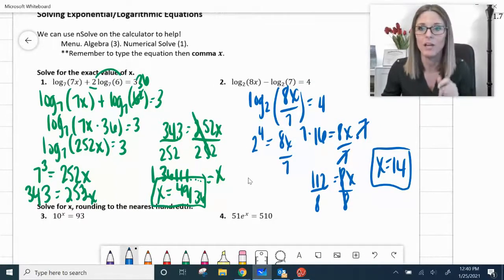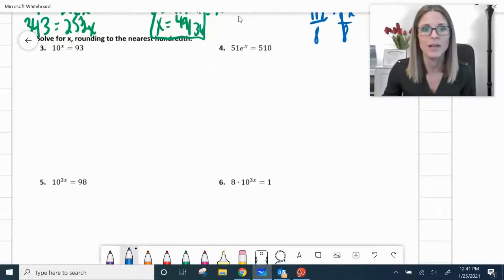Easy peasy. Do a calculator page, menu, algebra, numerical solve, type your entire equation the way you see it, including the equal sign, comma, x, parentheses should be closed, and you should get a whopping 14. So that's part 1 of your Delta Math homework. So let's move on to the next type.